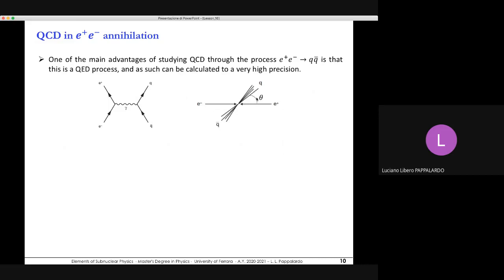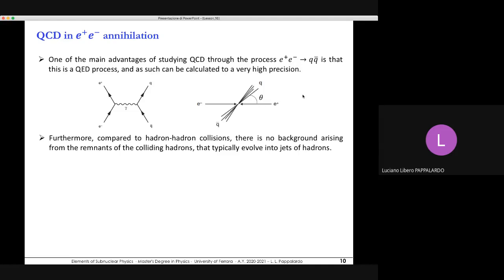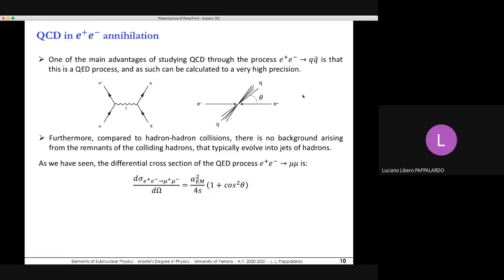Okay, so the cleanest way to study QCD is indeed through a QED process. For this reason, let's now take advantage of this and make some important considerations.